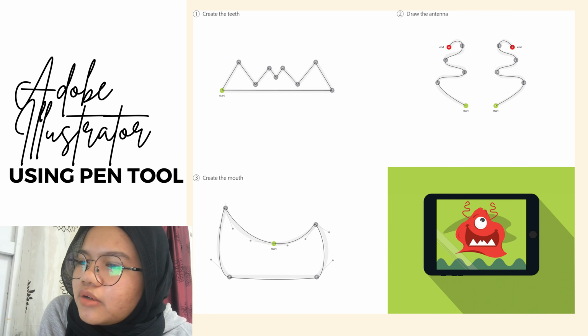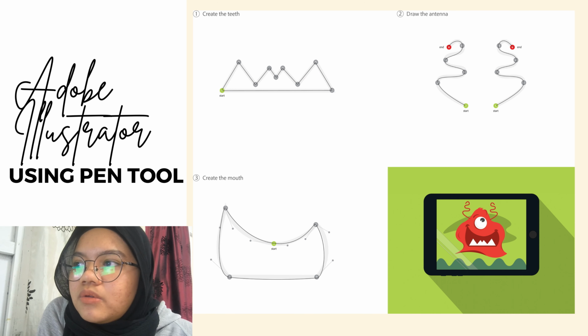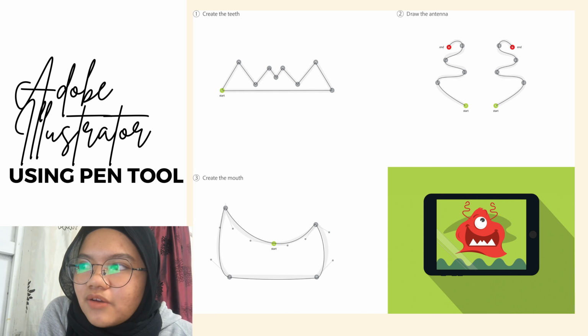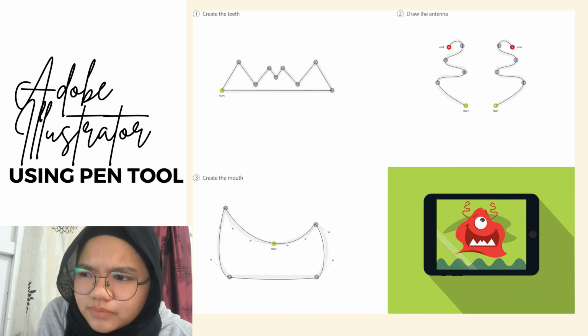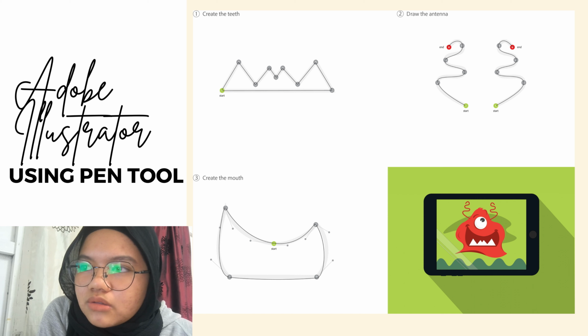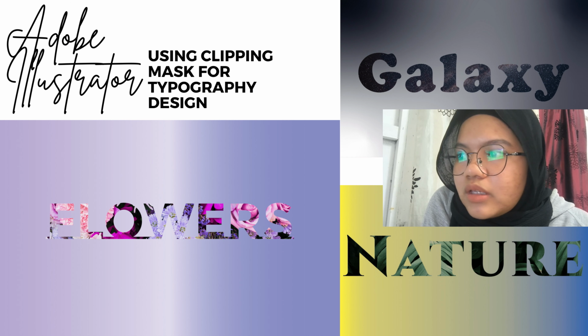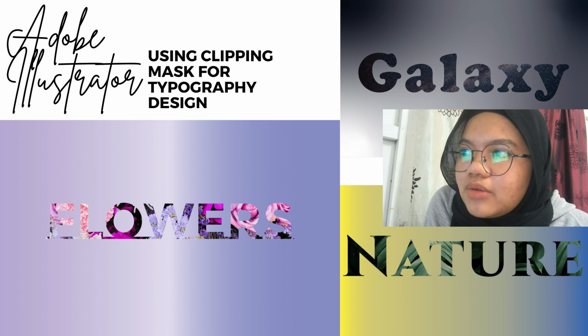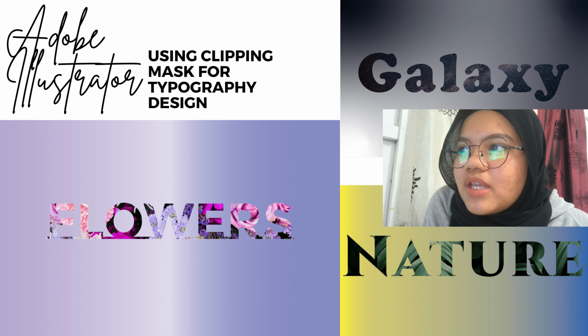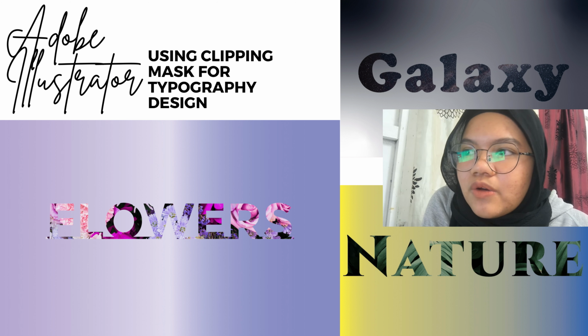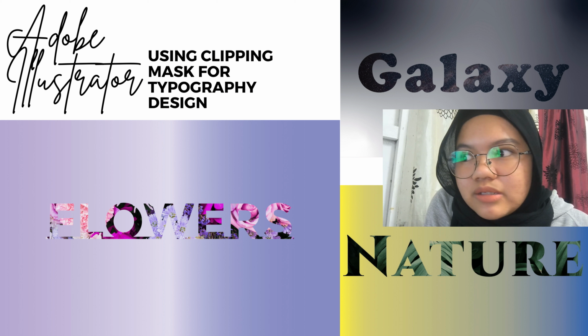On page 12, I use the Adobe Illustrator pen tool for the exercise, so I can draw cartoons with the lines used in Adobe Illustrator. And for page 30, you can see the Adobe Illustrator work where I used clipping mask for typography design. I did 3 of them, and I like the flowers design more than the galaxy and nature.